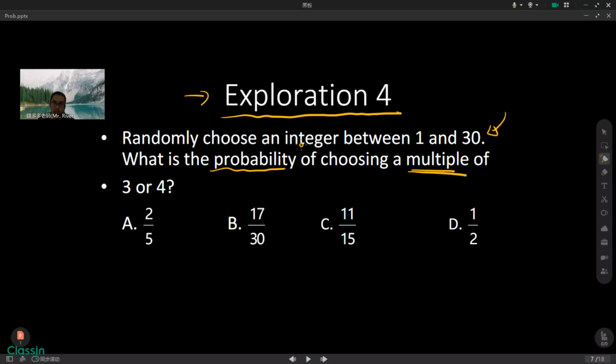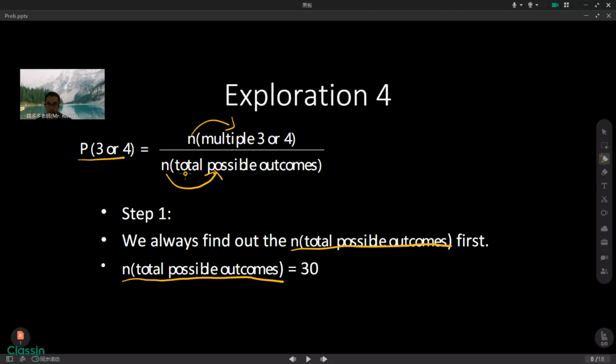The question says, we randomly choose an integer between 1 and 30. So we randomly choose one integer between 1 and 30. So there might be 1, 2, 3, 4, ... 30. Yeah, 30 possible outcomes. So the number of total possible outcomes is 30. We already solved the denominator.